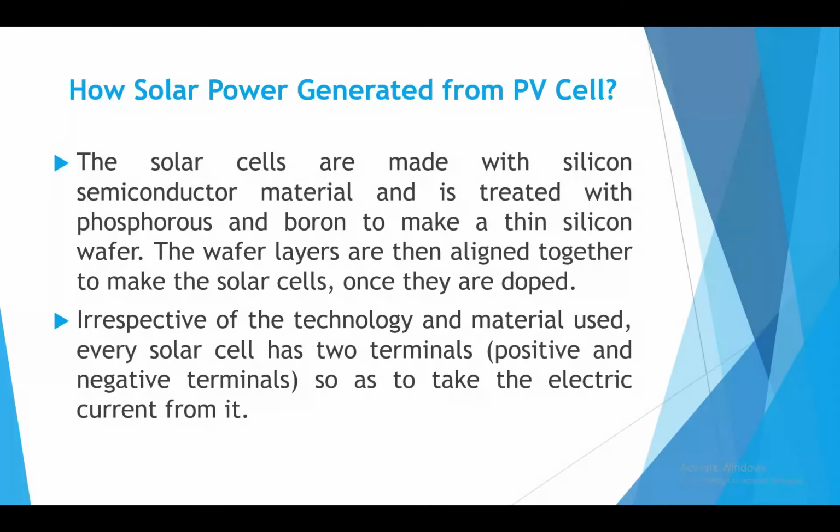Solar cells are made of the semiconductor material silicon, which is treated with phosphorus and boron to make a thin silicon wafer. The wafer layers are then aligned together to make the solar cell, once they are doped. Every solar cell has two terminals, a positive and a negative terminal, so as to take the electric current from it.